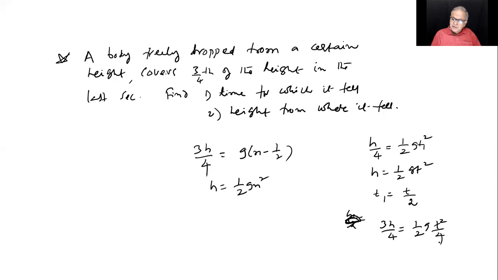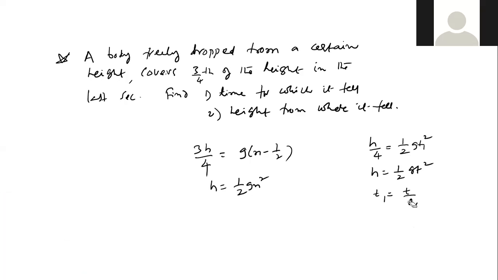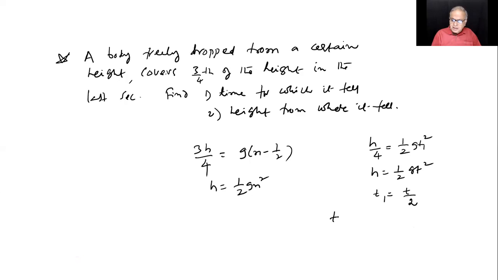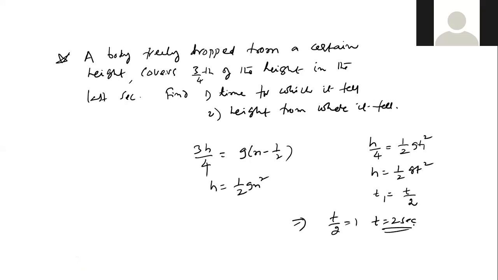Like I took, equated the time to 1, sir. Just a minute. You tell me, t minus t by 2 is equal to 1. I'm writing whatever you are telling. So t by 2, got it, sir. For the first h by 4, for the second h by 4, the time will be t by 2. That is equal to 1, isn't it? Yes, sir. Which means t equals 2 seconds. A very short way of doing it.